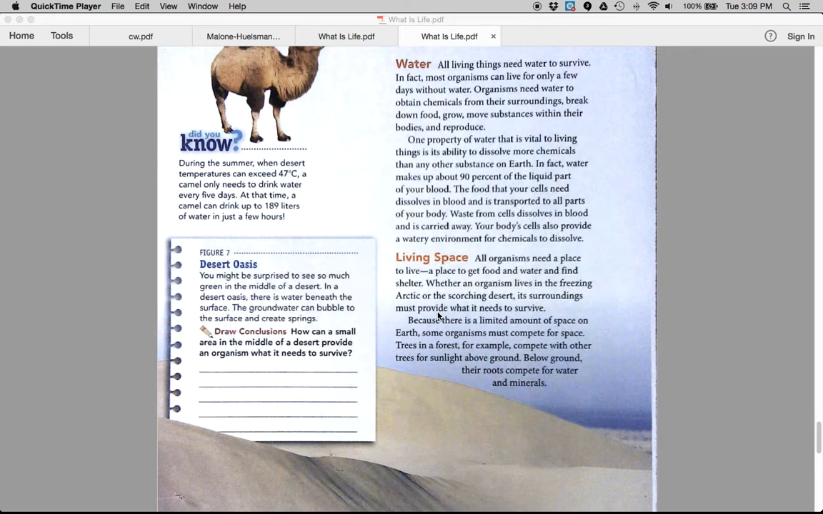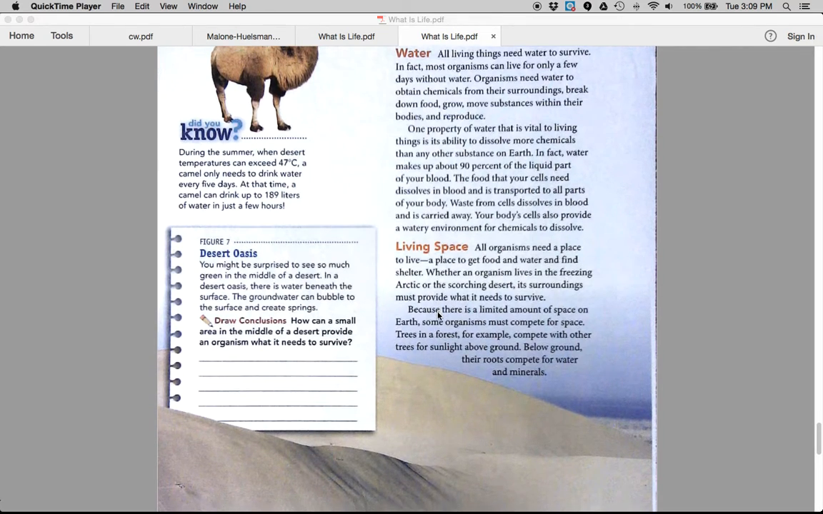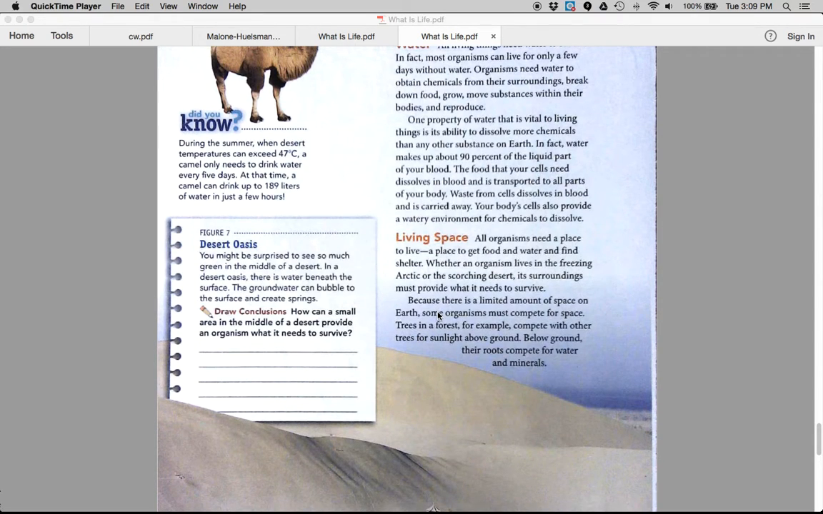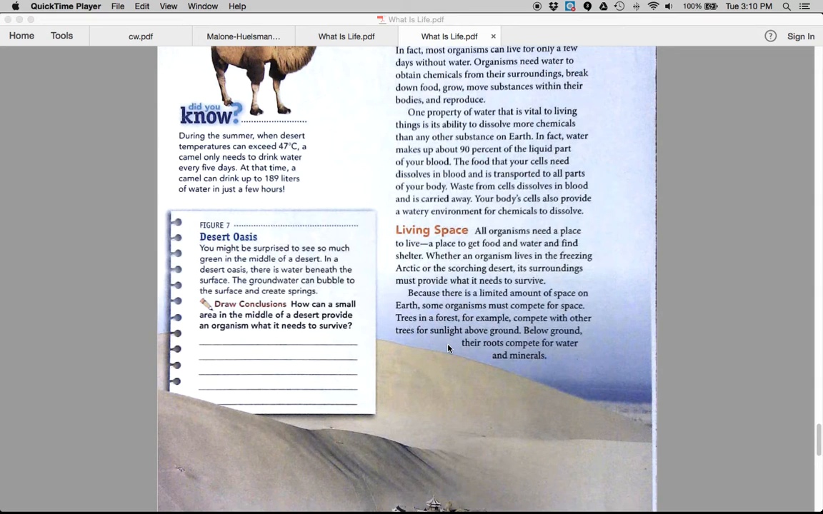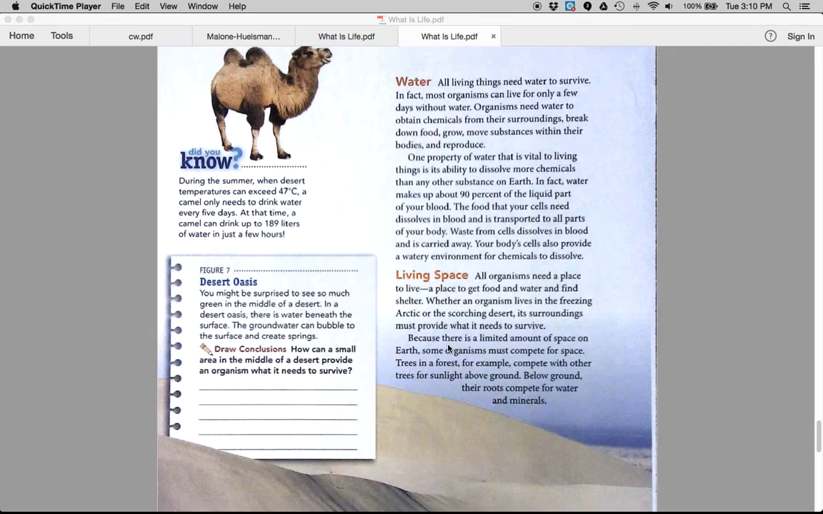Living space. All organisms need a space or a place to live, a place to get food and water, and find shelter. If an organism lives in the freezing Arctic or the scorching desert, its surroundings must provide what it needs to survive. Because there is a limited amount of space on Earth, some organisms must compete for space. Trees in the forest, for example, compete with other trees for sunlight above ground. Below ground, their roots compete for water and minerals.